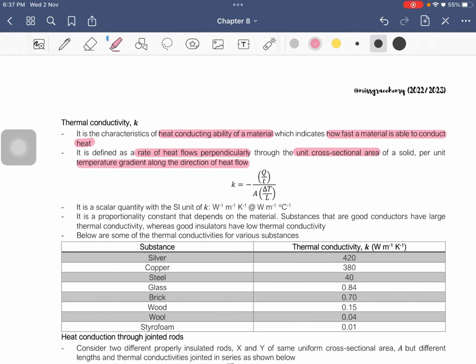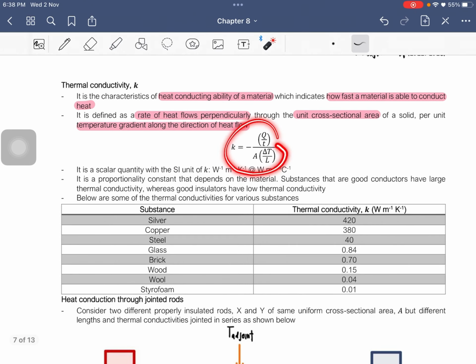So the definition is really quite long, but if you want to write it as this, there's no question on definition for your PSPM because that is C1, C2. So yours is C4, C5 if I'm not mistaken, C3, C4, sorry. So this is your equation of thermal conductivity lah. So it is a scalar quantity.